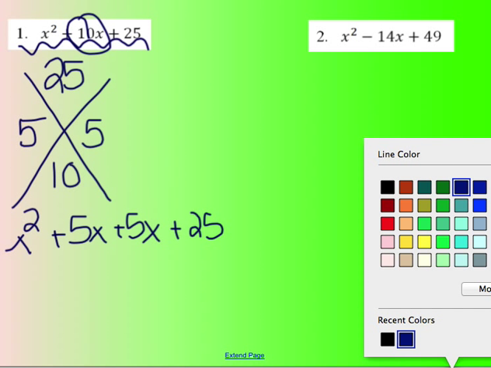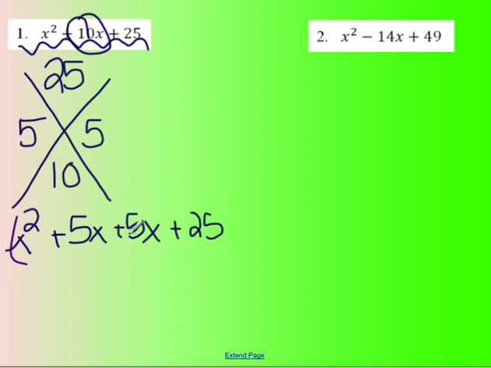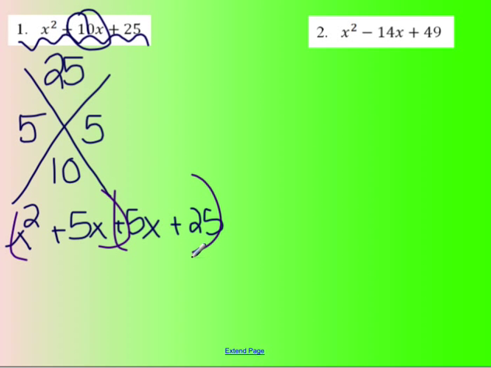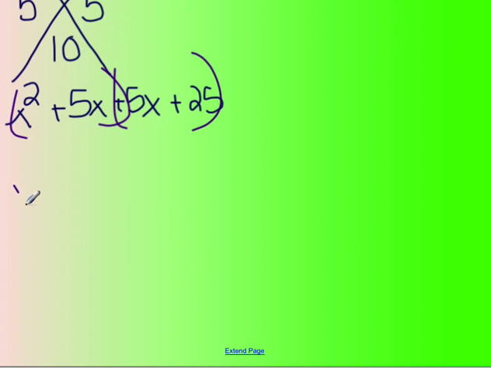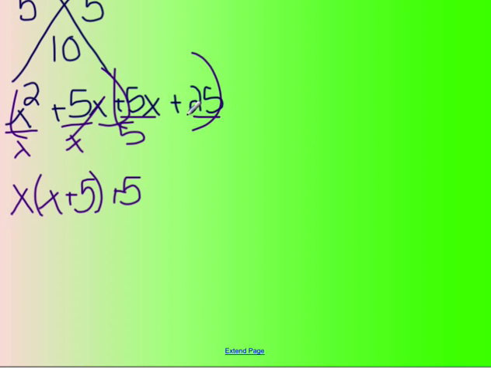And now I'm ready to factor this by grouping. So I'm going to make my two groups. Between x squared and 5x, I can divide out an x. So I'm dividing each term by x. x squared divided by x is just x. 5x over x cancels, and I'm left with 5. Between 5x and 25, you can divide out a 5. So I'm dividing each of these terms by 5. 5x divided by 5, I'm just left with x, and 25 divided by 5, I'm left with 5.